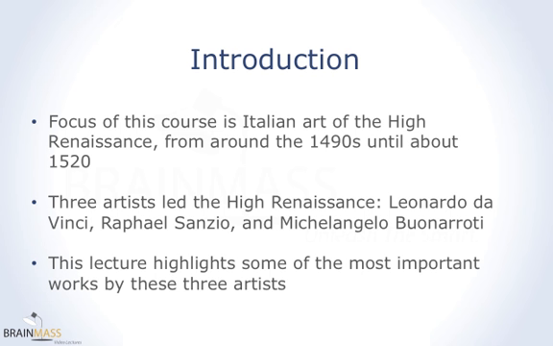Now these dates are not set in stone, so if you look elsewhere you may see different dates for the High Renaissance, perhaps around 1490, perhaps in the 1480s even. But the High Italian Renaissance really revolves around three artists. These are three of the greatest artists that Italy has ever produced, three of the greatest artists the world has ever seen. And these are Leonardo da Vinci, Raphael Sanzio, and Michelangelo Buonarroti.